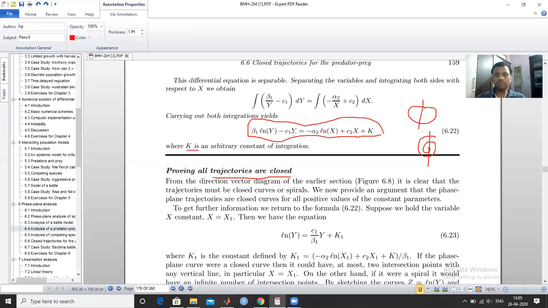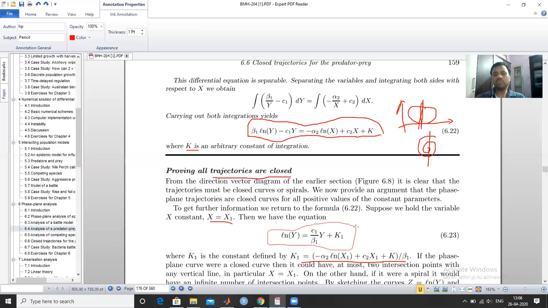So in this equation, we take x is equal to x1, because this line represents x is equal to x1. This line is parallel to the y-axis. So we are taking x is equal to x1, then this equation will reduce into ln y upon c1 by beta 1 plus k1, where k1 is this constant. So k1 is this one, this will be constant. So we will get this curve.